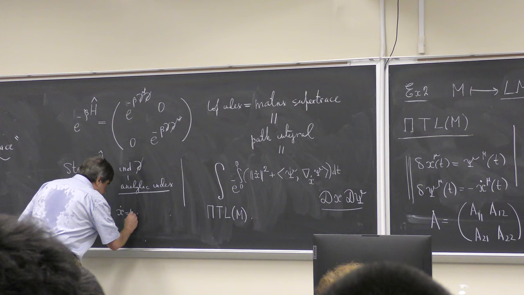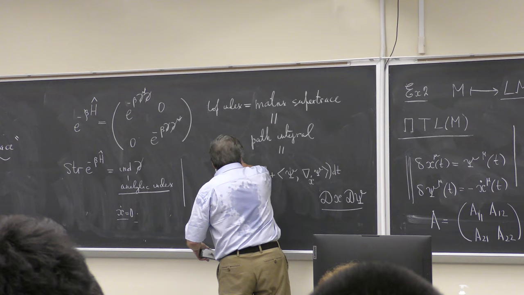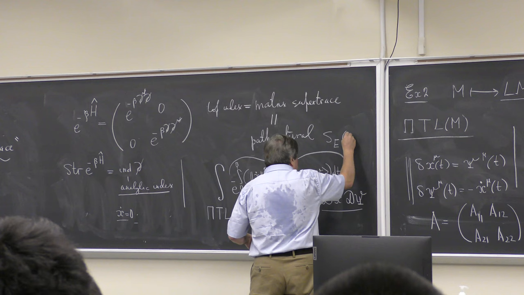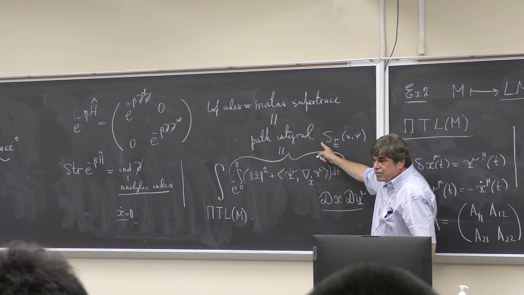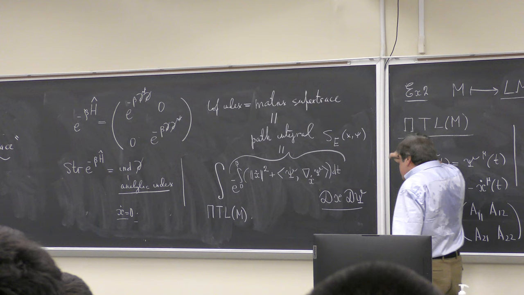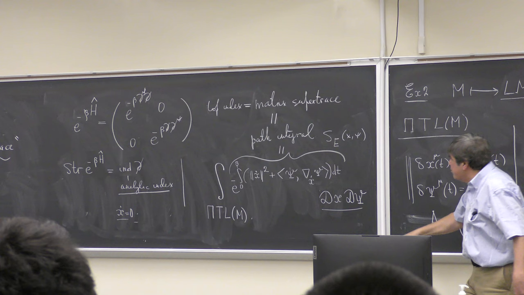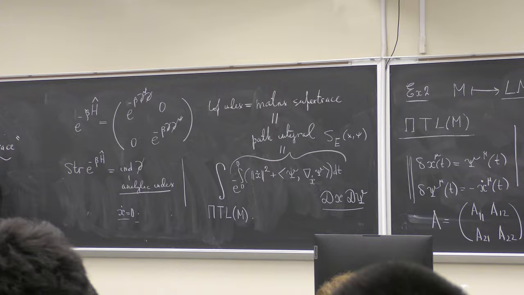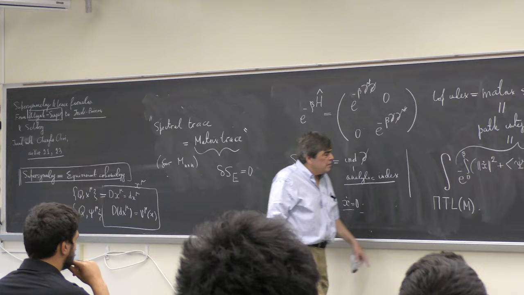Why is this so? Because this is supersymmetric. You denote this by a single symbol, S of x and psi. This is called the classical action functional, the functional of fields x and psi. X is a loop, psi is a vector field along that loop. And this is supersymmetric. The key is the following observation, that delta S is zero, where delta, little delta, is defined here.